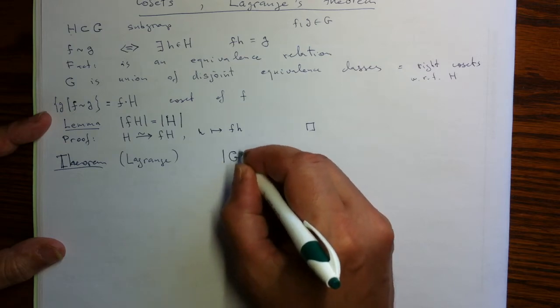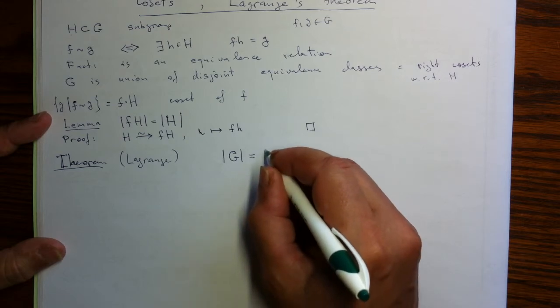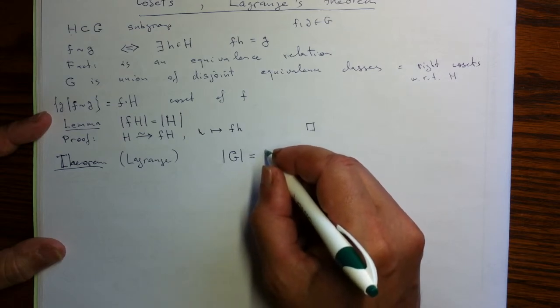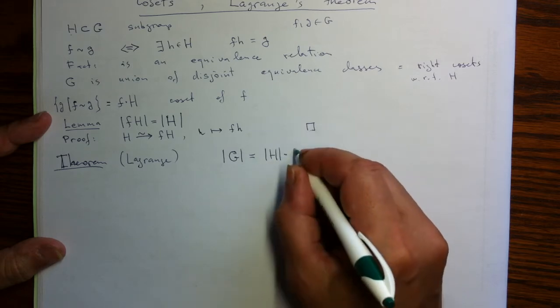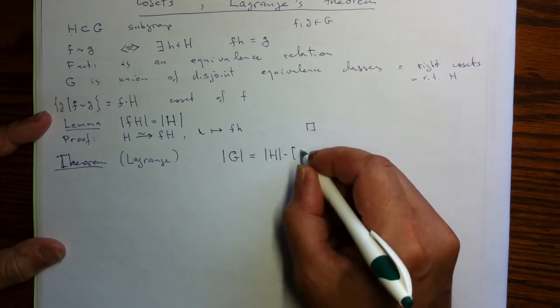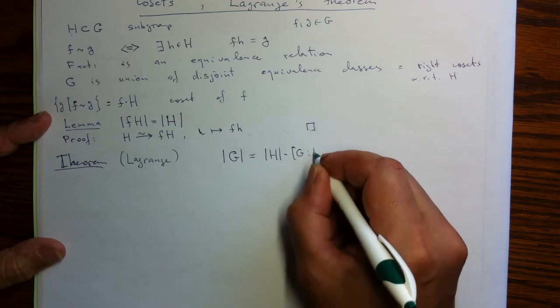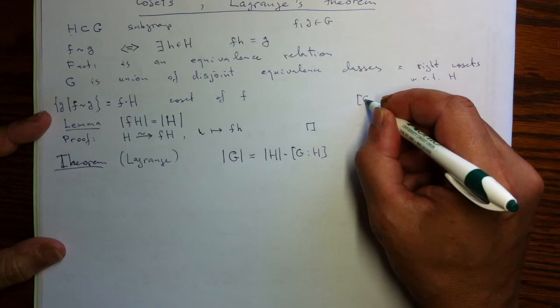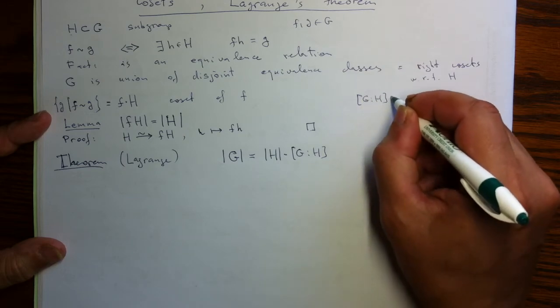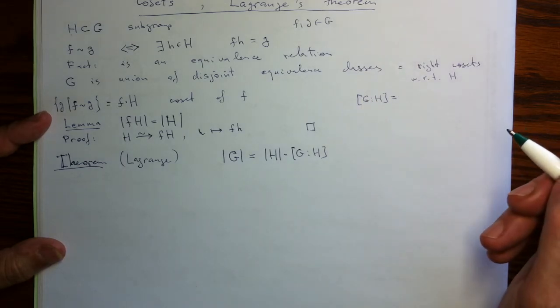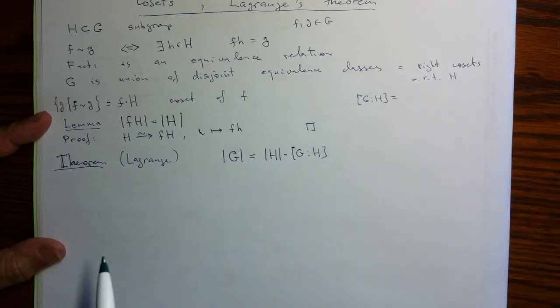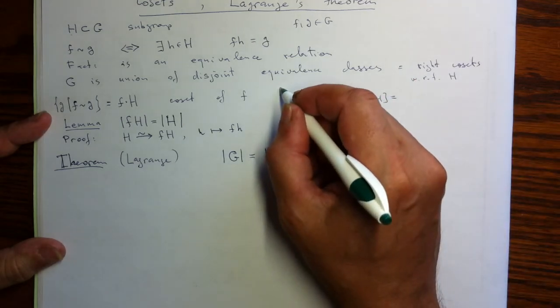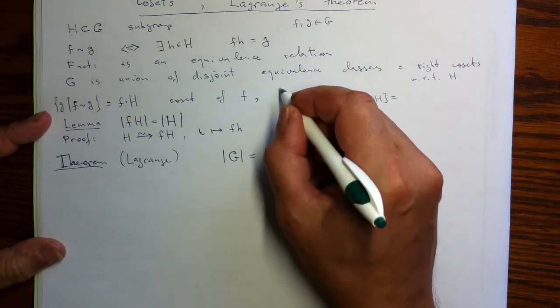So the order of the larger group is the product of the order of any of its subgroups and something else. What is this something else? It's called the index, and this index I will define here as the number of cosets. So let me introduce first the set of cosets.